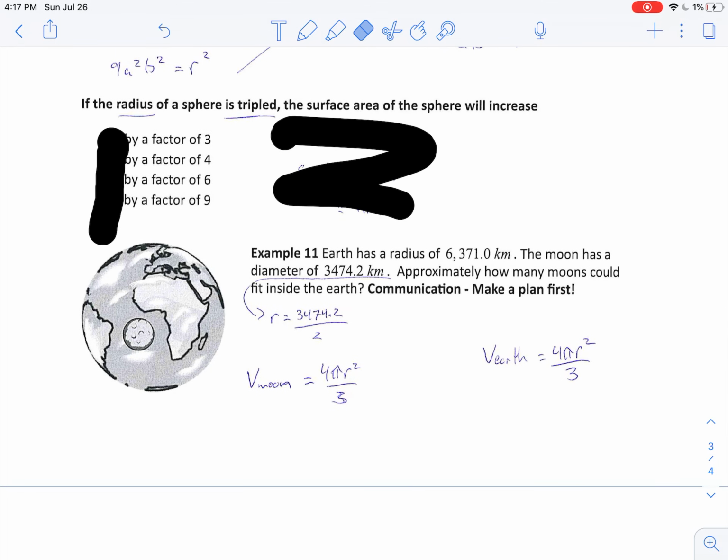All right, a bit of a thinking question here. If the radius of a sphere is tripled, the surface area of the sphere will increase by a factor of 3, 4, 6, or 9. We need to figure that out.